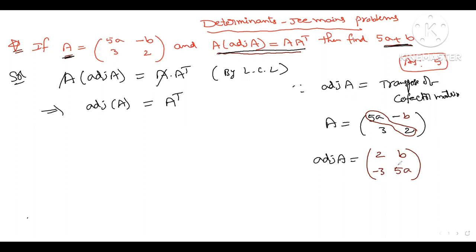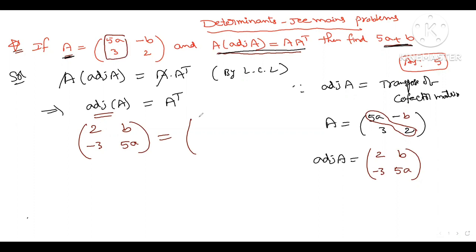What is the adjoint of A shortcut method? First, we should interchange the principal diagonal elements. Then after, the other diagonal elements are multiplied with a negative sign. Okay, now for adjoint of A, place and write this value: 2, B, minus 3, 5A. Transpose of A from the given statement matrix A, then its transpose is 5A, 3, place and write.